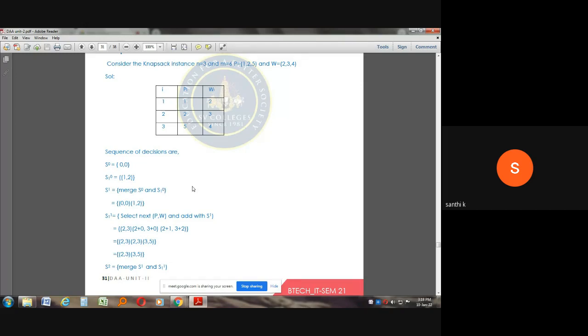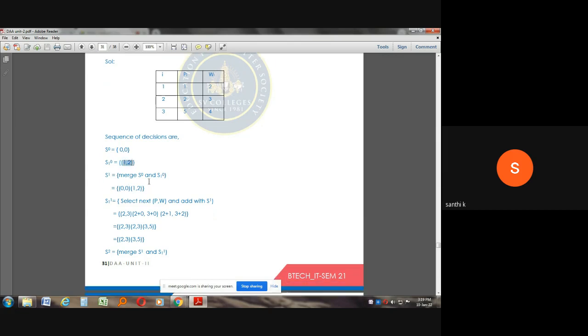You write it in your notebook. Initially, we start with S^0, which is (0, 0). And S1^0 means we are placing the first object. When we place the first object, its weight is 2 and its profit is 1, so we get (1, 2). Now S^1 is merging the two sets, merging in the sense of union. So (0, 0), (1, 2).